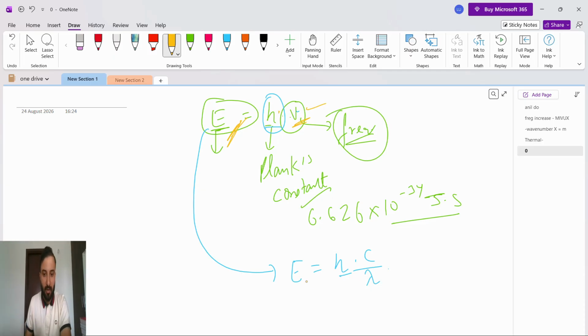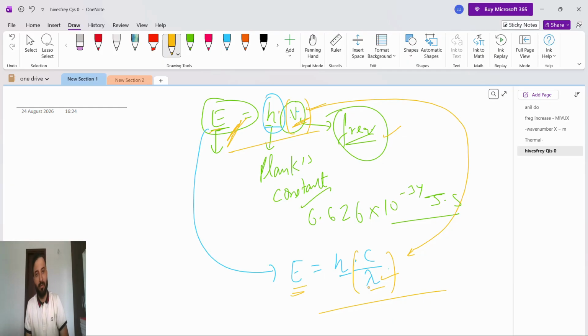If they tell you to find the energy but wavelength is given, then we will use the formula h into c by lambda, because c by lambda is nothing but frequency. So we are not creating any new formula; from the same formula I am writing this. You just have to know which to use when. If they give the frequency and ask for the energy, it is h into nu. If they give the wavelength and ask for the energy, it is h into c by wavelength.